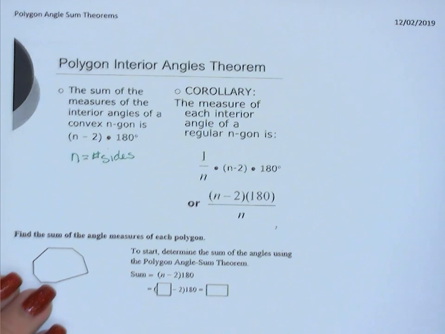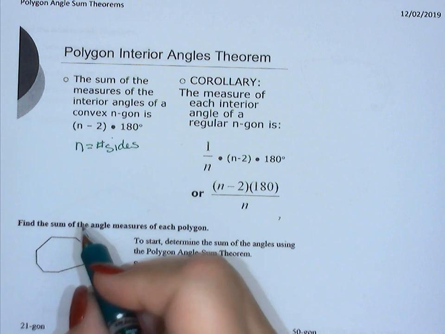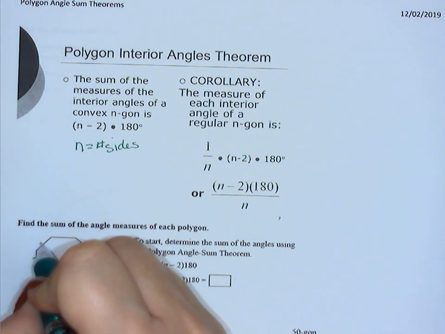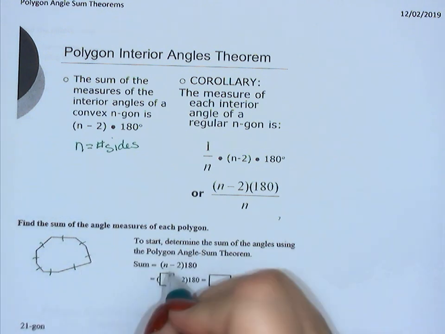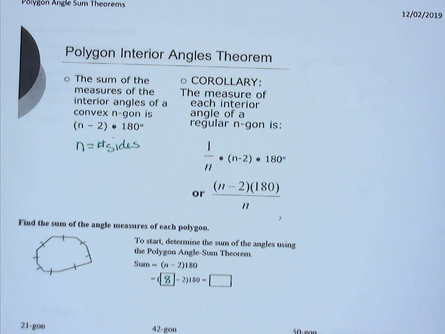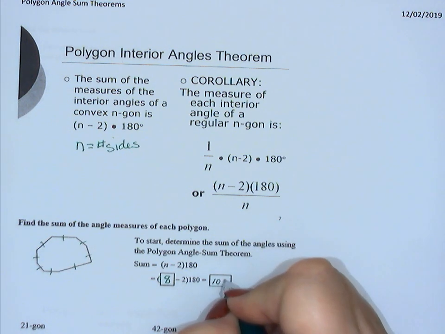So looking down here at this first problem, I need to know how many sides there are. So I'm going to start by marking them so I don't recount them. 1, 2, 3, 4, 5, 6, 7, 8. There are 8 sides. So to find the measure of the angles inside of that polygon, I'm going to take 8. I'm going to subtract 2. That's going to give me 6. I'm going to multiply that by 180, and that's going to give me 1,080.